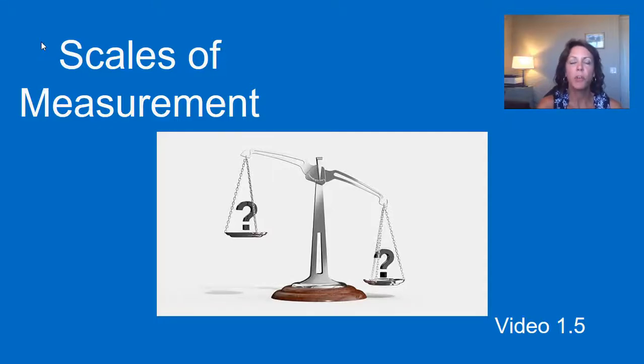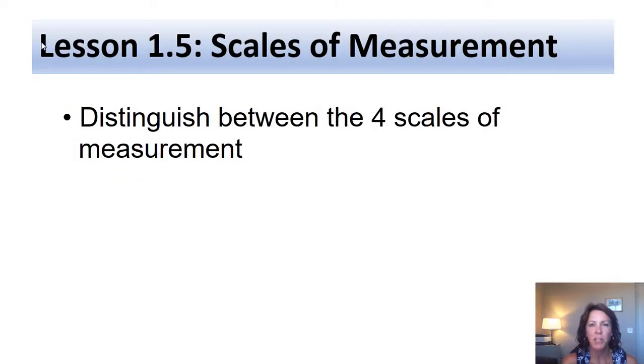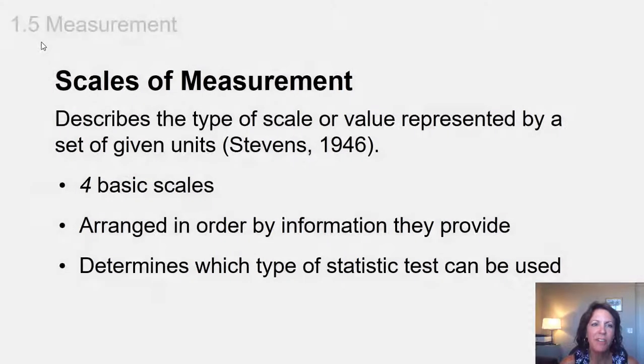In this video, you're going to be learning about something called scales of measurement. In particular, there are 4 different scales of measurement that you're going to be learning about. And these 4 basic scales are arranged in order by the amount of information they provide. The first scale is going to provide basic information, and the last scale provides the most information.